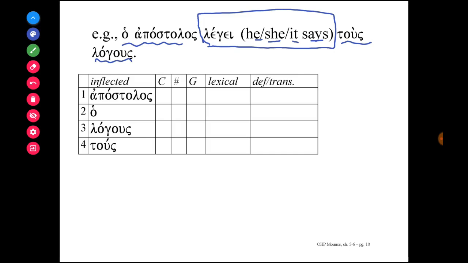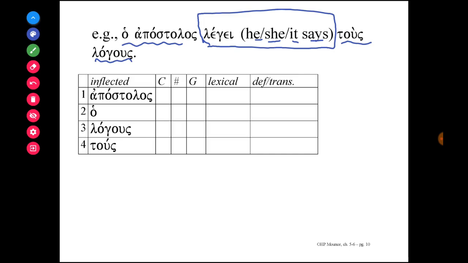Now, I think common sense, you probably guess the sentence is the apostle says the words. But you're not trying to use common sense to translate Greek. Let me rephrase that. You can't depend on common sense alone. You don't want to turn off your common sense, but you can't work on common sense alone. You need to look at the grammar, and that tells you how to translate the sentence.